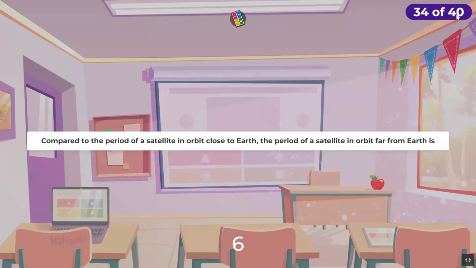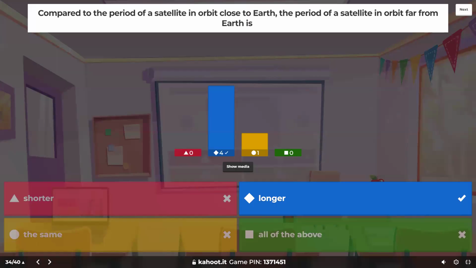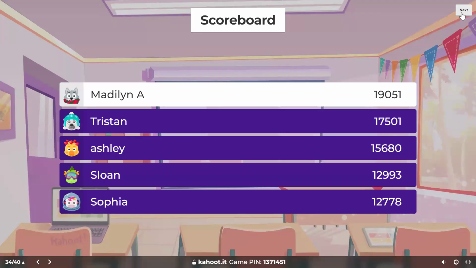Compared to the period of a satellite in orbit close to Earth, the period of a satellite in orbit far from Earth is longer. And we just did an example of that. International Space Station, low Earth orbit, takes 90 minutes to go around. Geosynchronous, further out, is 24 hours, and the moon, way far out, maybe a whole month.